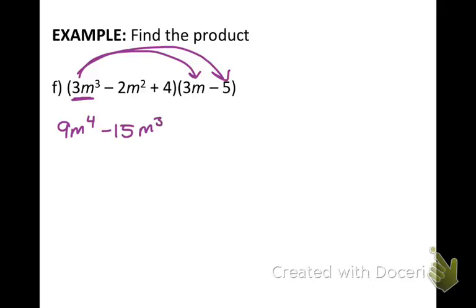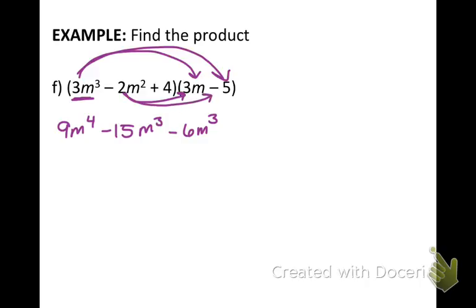All right, so I took care of the first term in that trinomial. Now let's take the negative 2m squared and distribute it. So negative 2m squared times 3m would be negative 6m to the 3rd.